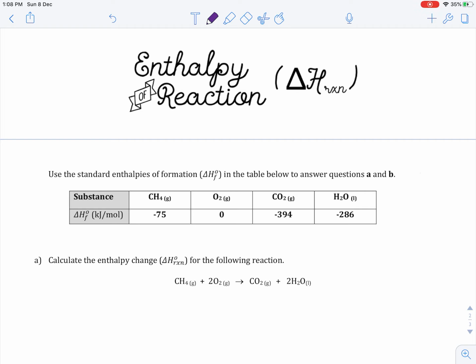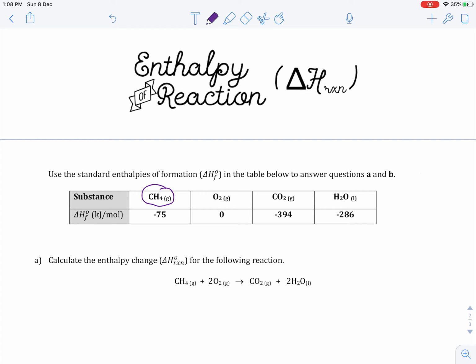Enthalpy of reaction, delta H reaction. So this question is asking you to use the standard enthalpies of formation in the table below to answer the questions. When you're looking at the questions, you're given substances, molecules. You're not given bonds, so don't get confused about thinking it's a bonds breaking type of question. It's not. You've got your substances already, so you're going to be using them.